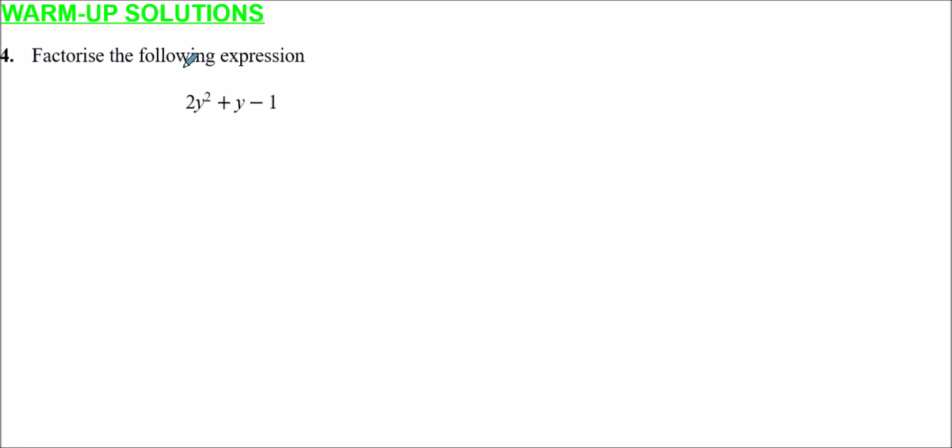Question 4. Factorise the following expression, 2y squared plus y minus 1. So I'm going to show you how to do this using the AC method. So if we multiply the 2 by the minus 1, we get minus 2. So we're wanting 2 values, 2 integers, that is, that multiply to minus 2, but add together to make positive 1. And those values are going to be positive 2 and minus 1. So we can split the plus 1y into a positive 2y and minus 1y.